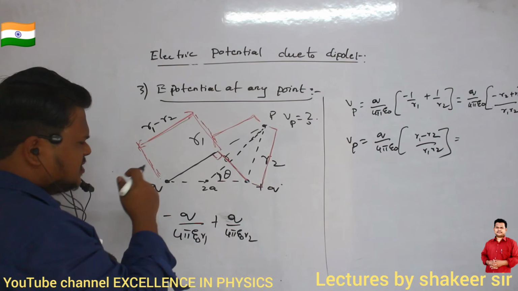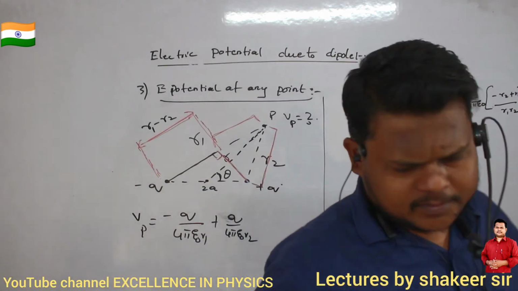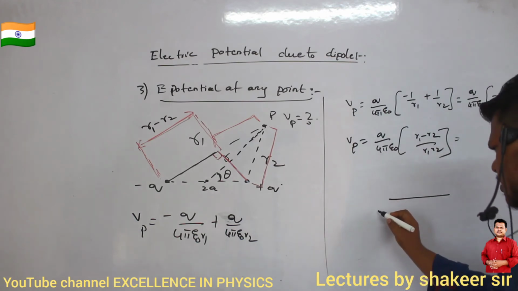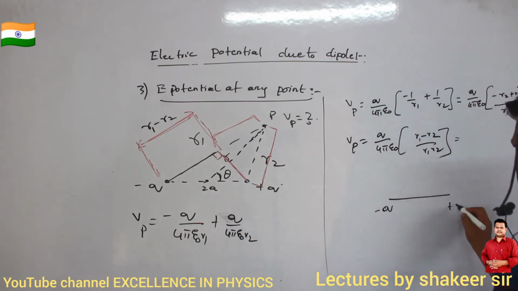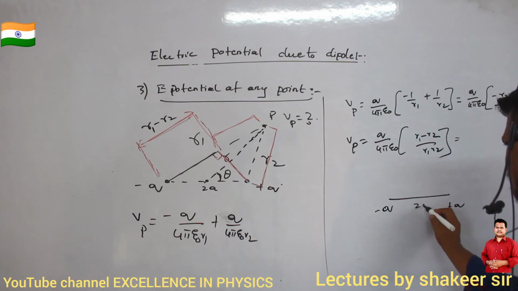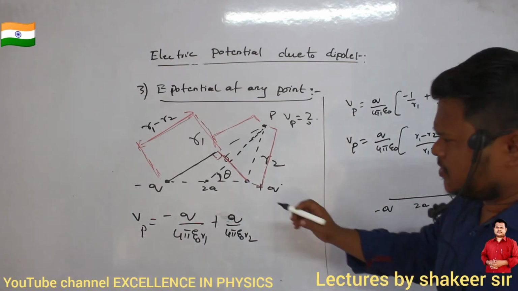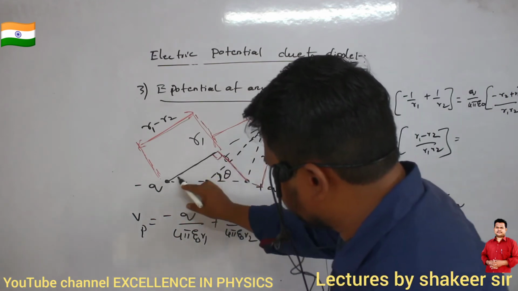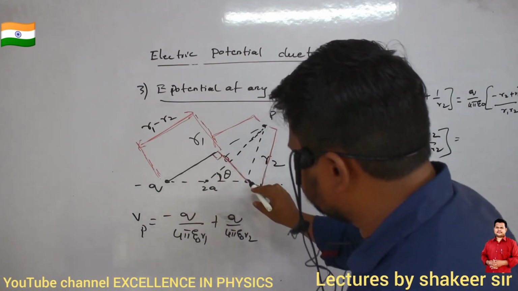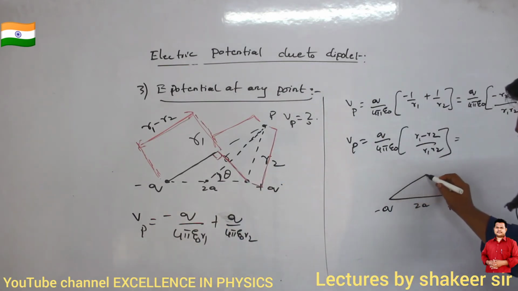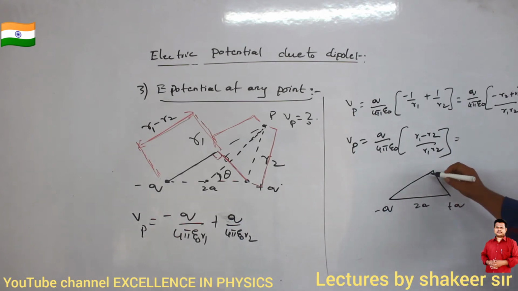So if I take this total dipole, here I have minus q, here I have plus q. And what is the total length of this dipole? Total length of this dipole is 2a. Clear, no? So here a right angled triangle is formed, no? All of you are able to see this right angled triangle here? So here the angle will be 90 degrees.